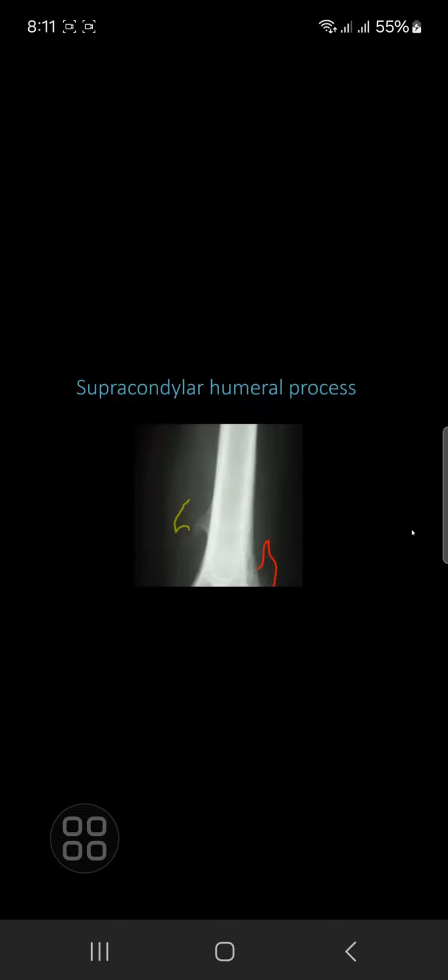This is the X-ray of the humerus, which is showing a well-defined bony outgrowth directed towards the joint, and it is a normal variant called the supracondylar humeral process. It is not an osteochondroma. The direction of an osteochondroma is away from the joint, which is shown with this diagram.